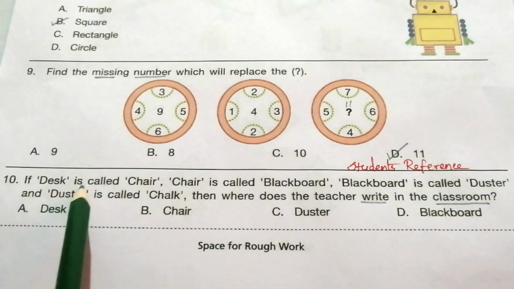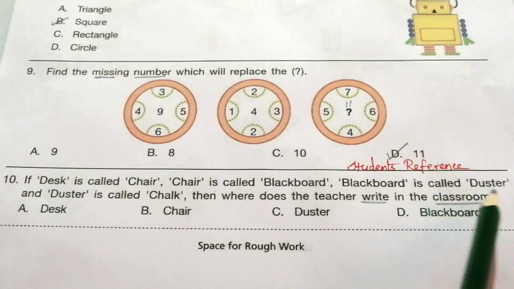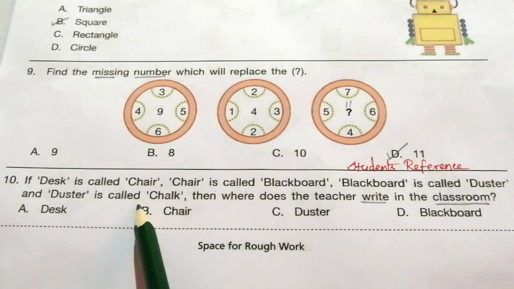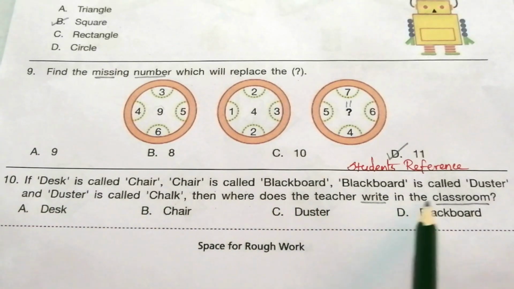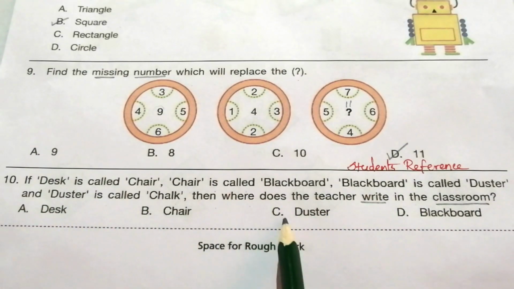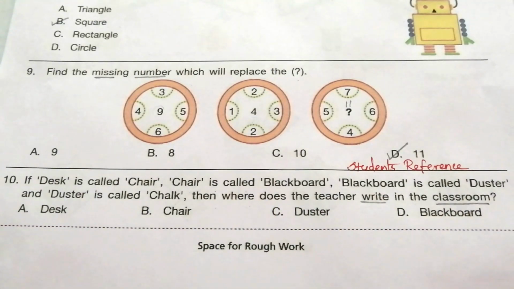10. If desk is called chair, chair is called blackboard, blackboard is called duster, and duster is called chalk, then where does the teacher write in the classroom? You read the given options and find the answer. Our question is, where does the teacher write in the classroom? So the answer is blackboard. Blackboard is called duster. So the answer is C, duster.